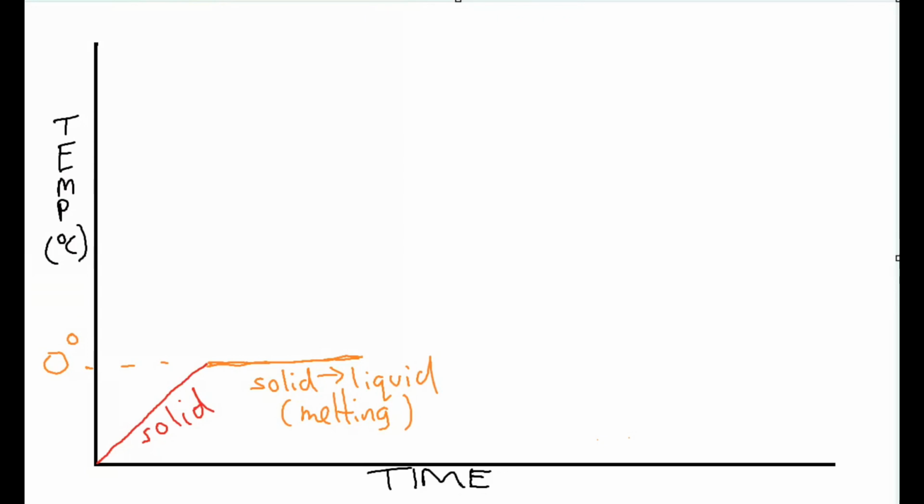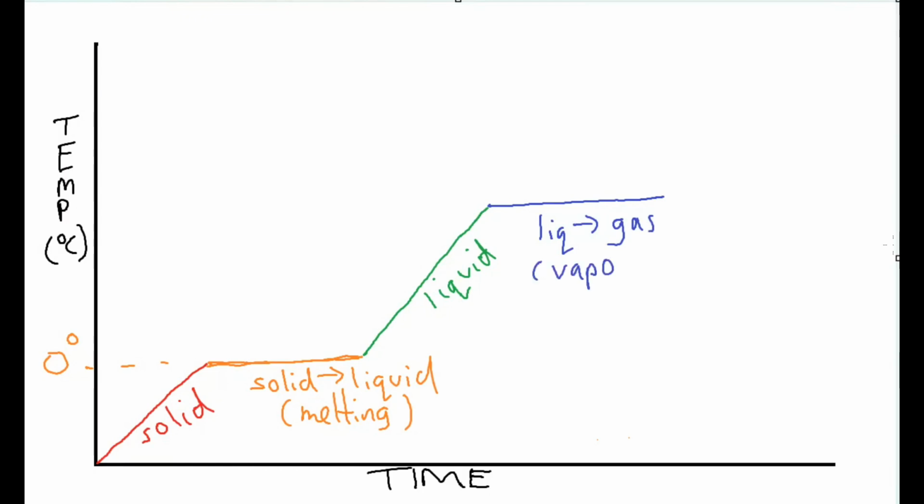Now, after it completes that phase change, it's going to start to absorb heat once again, and that liquid is going to gain energy and its temperature is going to rise for a period of time. Now, again, it's going to plateau, and as it plateaus, it's absorbing heat still, but its temperature isn't changing because it's using that energy to rearrange itself from a liquid to a gas, which is known as vaporization.